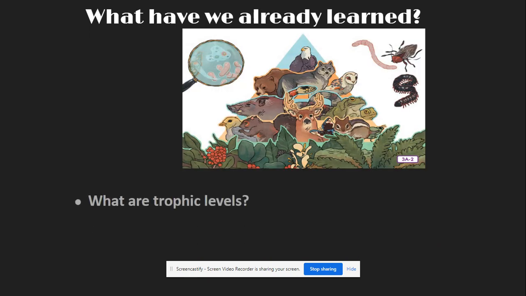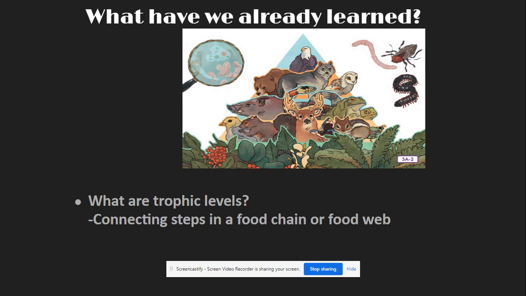Okay. What are trophic levels? Again, the picture should give you a clue. That's right, they're connecting steps in a food chain or web. When you look at our food pyramid here, you'll see that on the bottom you have your plants, in the middle your consumers, and on the top your top predator, usually a carnivore.